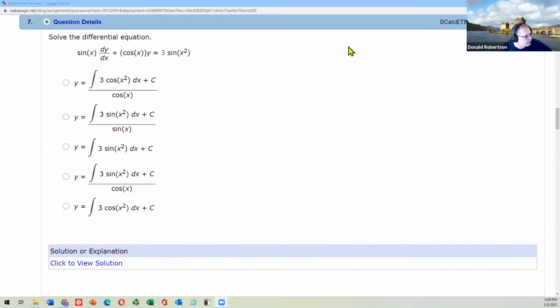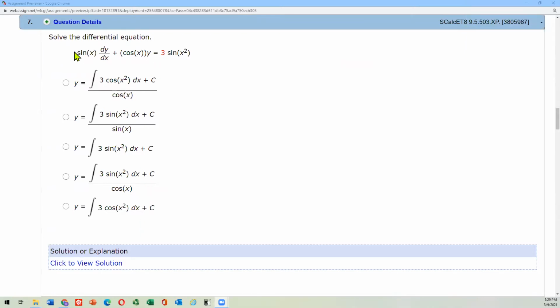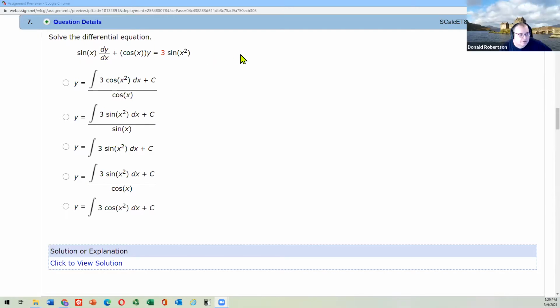What you should be looking at now is the homework. And this is question 7. Are you seeing the homework? Are we good? Right. So here is the linear differential equation. It might not look like it is the linear differential equation, but here it is.